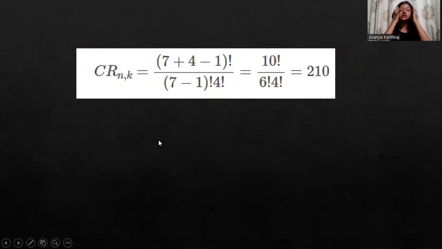Therefore, according to the formula given previously, CR(n, k) can be given as (7 plus 4 minus 1) factorial divided by (7 minus 1) factorial times 4 factorial, where 7 is the number of balls in the bag. Now 7 plus 4 is 11, and 11 minus 1 is 10. So 10 factorial divided by 6 factorial times 4 factorial. 6 factorial cancels out, and 10 times 9 times 8 times 7 divided by 4 factorial is 210, which is the answer.